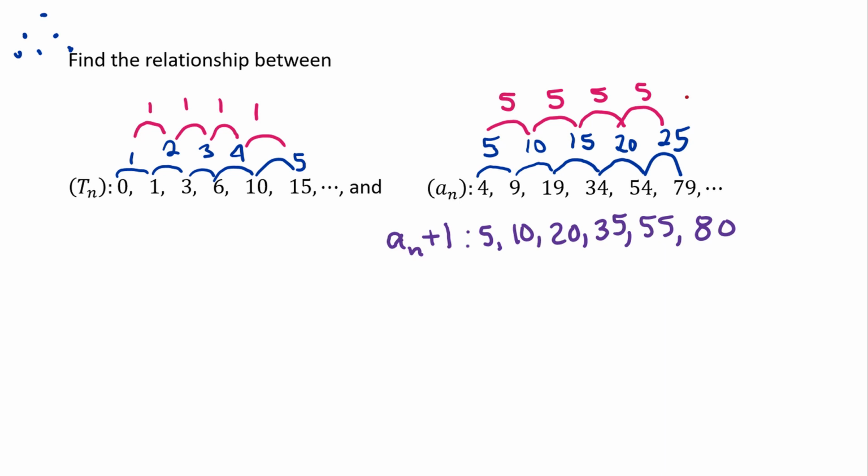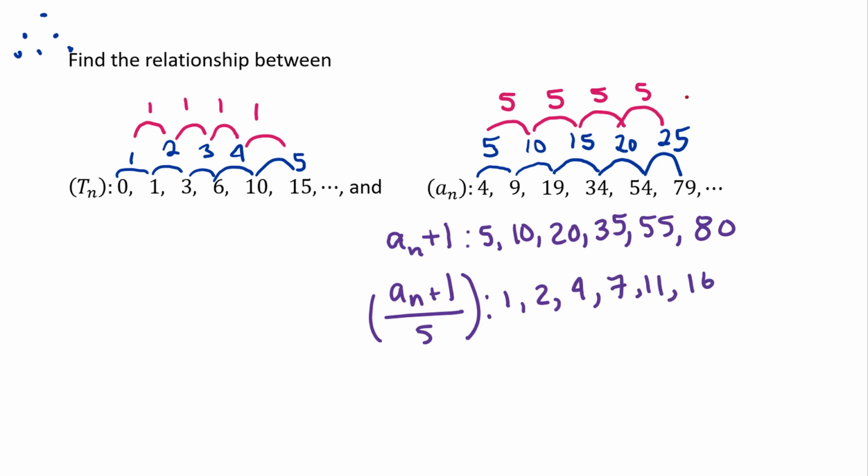Now, why is that important? Because now we can divide by 5, and then we get that secondary gap to be 1. Let me show you what I mean. Let's take this, a sub n plus 1, divide it by 5. Then 5 divided by 5 is 1. 10 by 5 is 2. 20 by 5 is 4. 7, 11, 16.